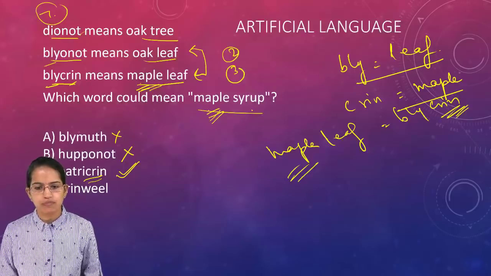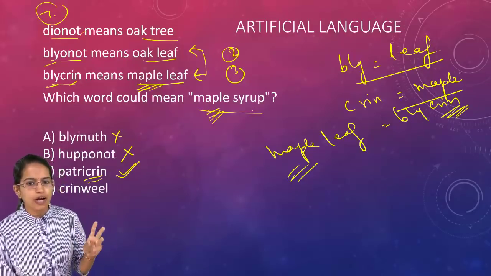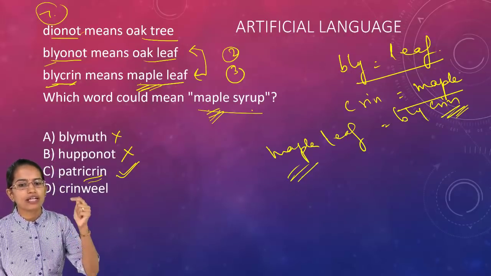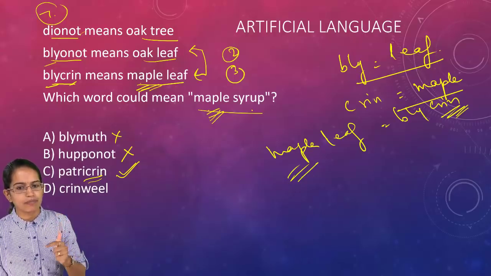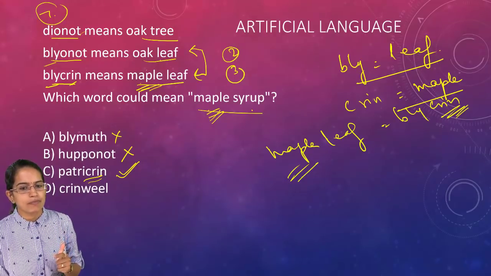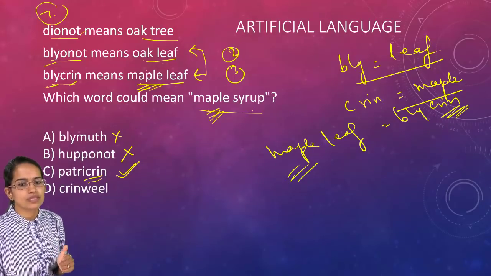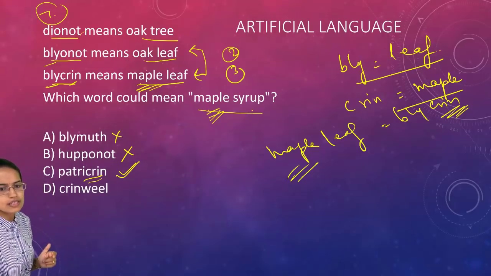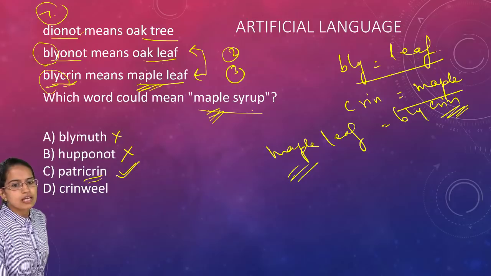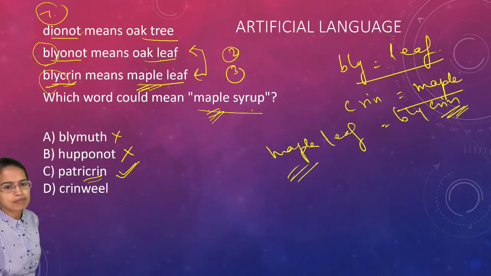Chinakshi wants me to repeat. Okay. Here you have 3 statements, Chinakshi: oak leaf, oak tree and maple leaf. So oak leaf and maple leaf, I take these 2 statements. From these 2 statements, I see what is common. So blay and blee is common. That means blee stands for leaf. Now what is left with maple? Maple I am left with crin.